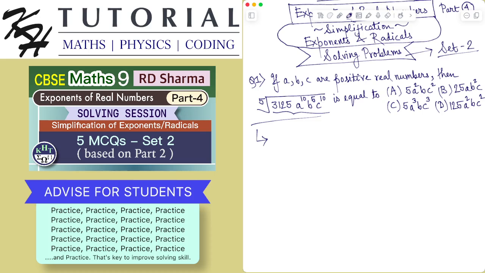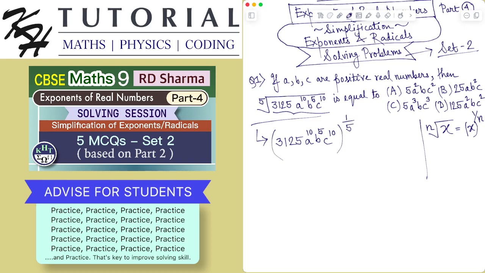Applying the concept of the principal nth root of a real number, we know that nth root of x, in the radical form, in the exponential form will be x to the power 1 by n, and of course n will be a natural number. So this expression becomes: the radicand is 3125 multiplied by a to the power 10 multiplied by b to the power 5 multiplied by c to the power 10. So this whole thing will be raised to the power 1 by 5.